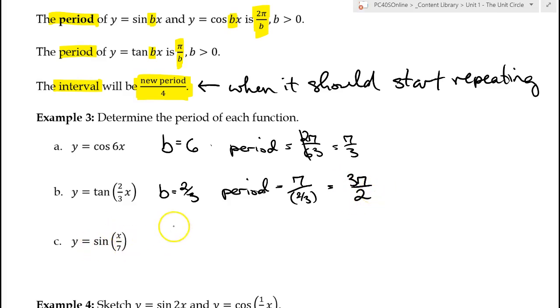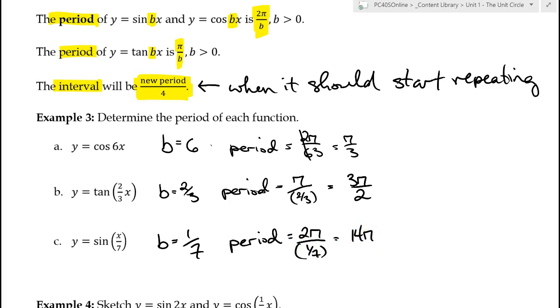Finally, for C, we've got sine equals x over 7. In that case, that means that b is 1/7. Okay, so if we just end up with a denominator, if you tried to take out the x, you'd be left with a 1 in the numerator, saving its place. So that would be 2 pi divided by 1/7, or 14 pi.